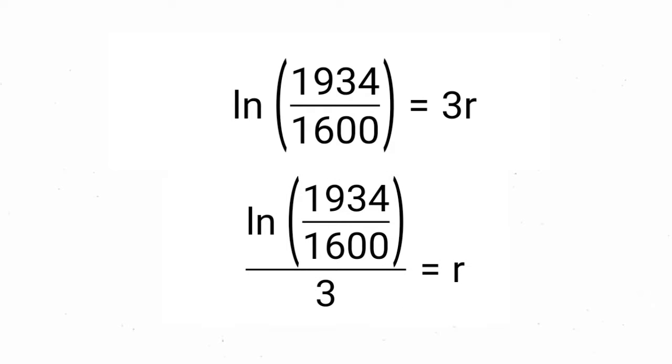So ln of 1,934 over 1,600 divided by 3 is equal to r, and r will be equal to 0.0632. But since we have to get the percentage, we will multiply it by 100, and our answer is r is equal to 6.32%.